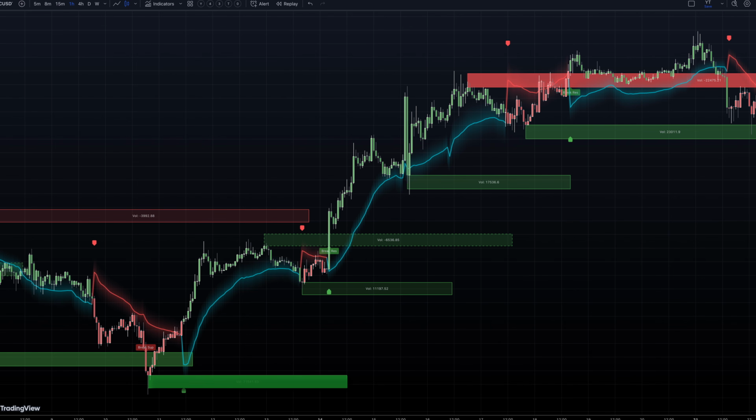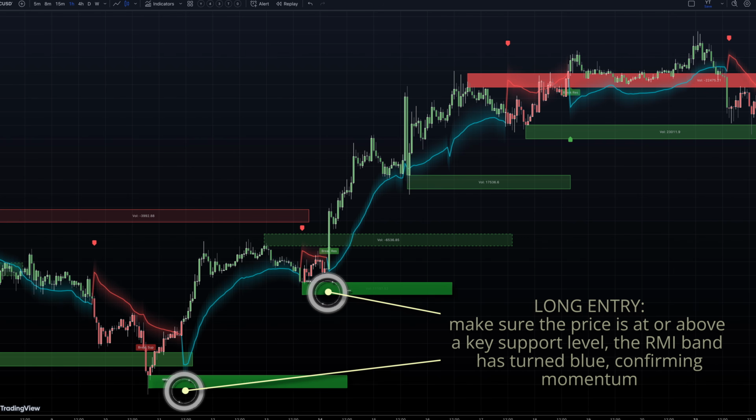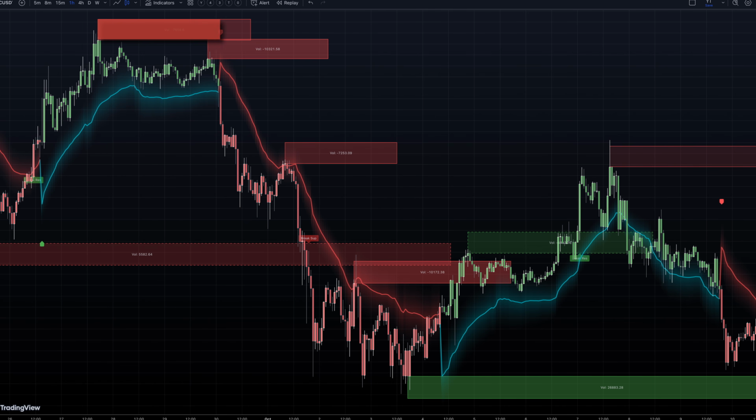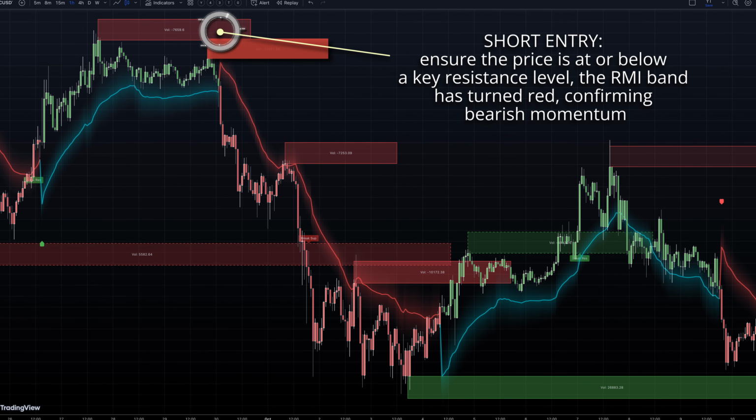For long trades, ensure the price is at or above a key support level, with the RMI band turning blue and bullish momentum confirmed. For short trades, ensure the price is at or below a key resistance level, with the RMI band turning red and bearish momentum confirmed.